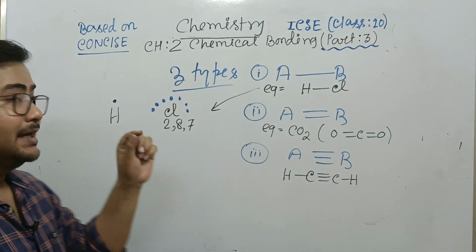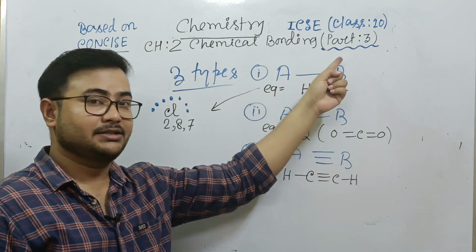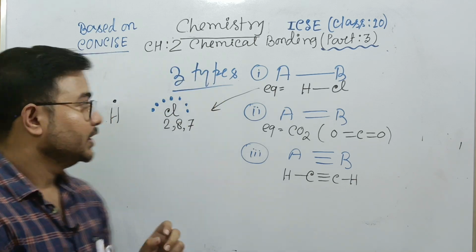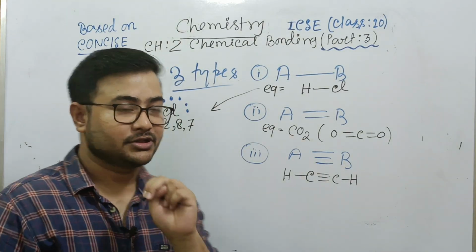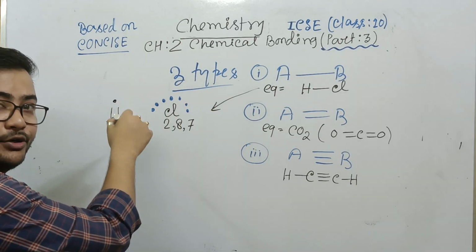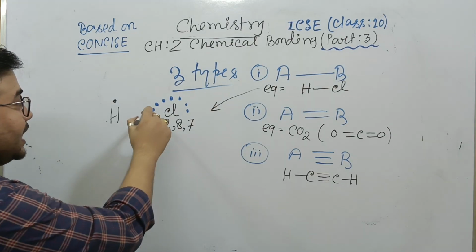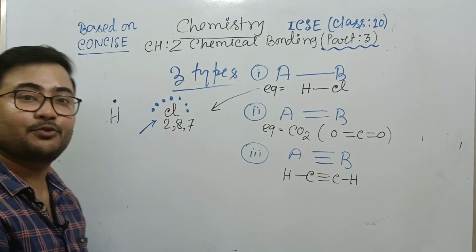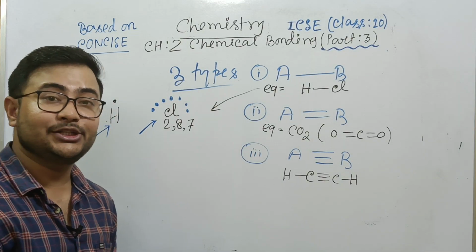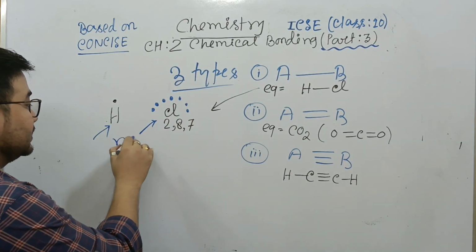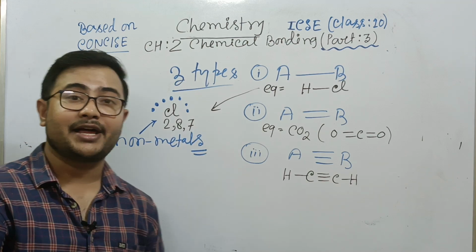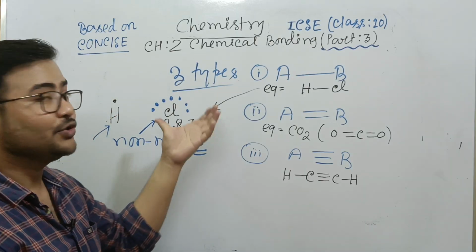All of you know, as I discussed in the first part, stability means either duplet or octet. Duplet means presence of two electrons. So hydrogen has only one electron, and it has a tendency to accept one to fill up its duplet. Chlorine has 7 electrons, so it also has a tendency to accept one to fill up its octet. So both atoms have the tendency to accept. Acceptance of electrons means non-metal, so both are non-metals. I already told you non-metals form covalent bonds.